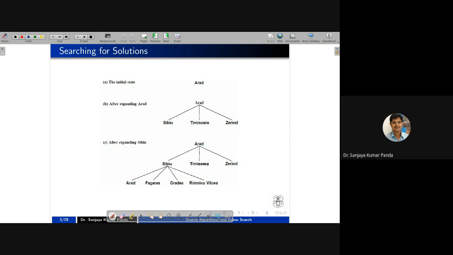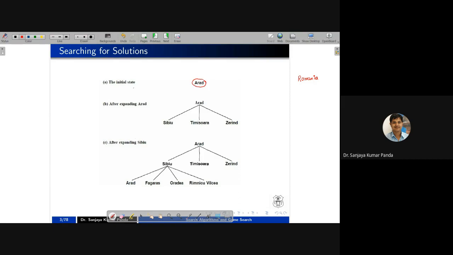So here, let us see how to search for a particular solution. Basically, I am going to take the map of Romania. Whatever discussion we make in today's lecture, these are all associated with the cities that are part of Romania, various cities of Romania. And you have to apply the search strategy to move from one city to another city. So our starting city is Arad.